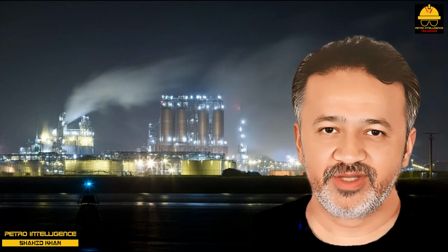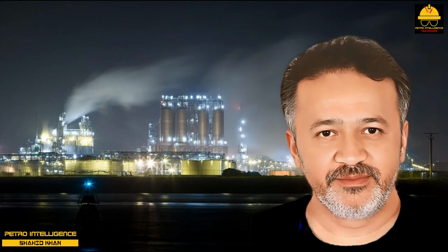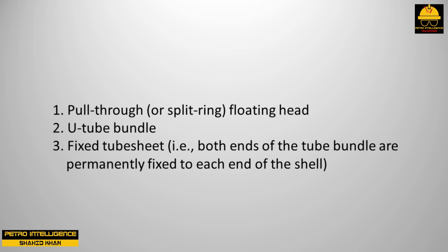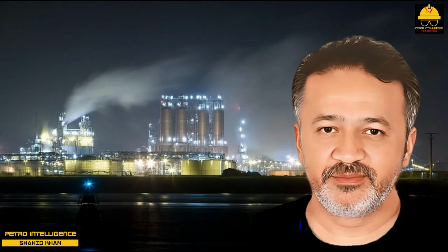There are three sorts of exchangers that are in common use. 1. Pull-through or split-ring floating head. 2. U-tube bundle. 3. Fixed tube sheet, that is, both ends of the tube bundle are permanently fixed to each end of the shell.